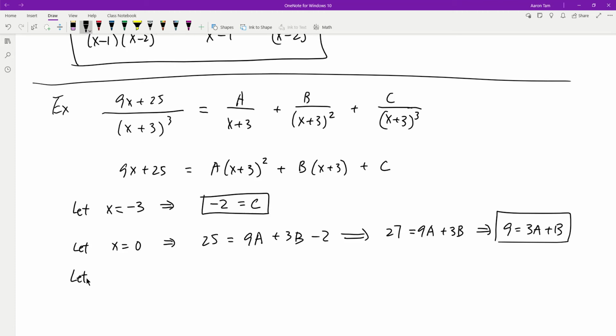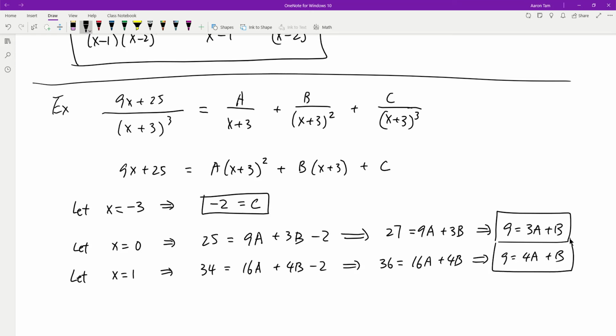So what should my next number be? The next easiest number to plug in would be 1. So I'm going to put in 1. Then 9 plus 25 is 34, equal to 16A plus 4B minus 2. So that becomes 36 equal to 16A plus 4B. And if I reduce again, if I divide everything by 4, I have 9 equal to 4A plus B. So that's my second equation.